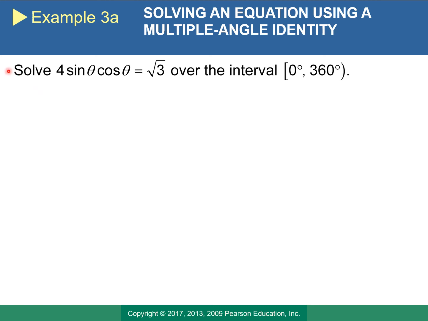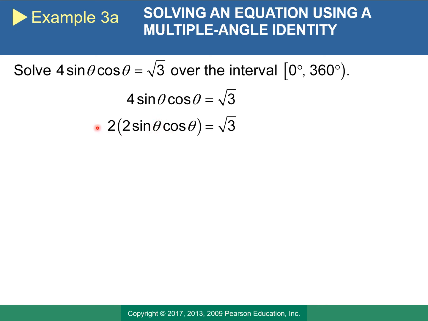In this example, we're going to solve 4 times sine theta times cosine theta equal to square root 3 over the interval from 0 to 360. So same interval we keep working with quite a bit, but this time it's in degree mode. Okay, so we are going to start factoring and isolating. This one's a little bit tricky because you sort of have to look at your identities.